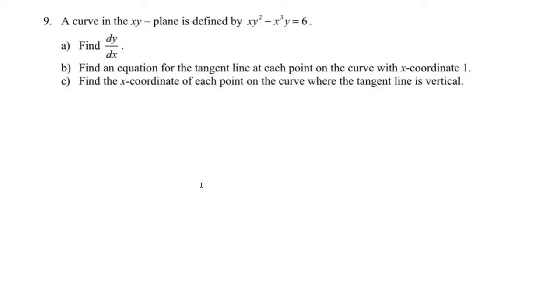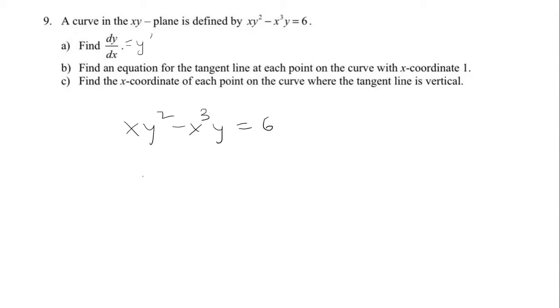We're given a curve in the xy plane defined by xy squared minus x cubed times y equals 6. I want to find dy over dx. So this is really the same thing as y prime. Okay, so I have xy squared minus x cubed y equals 6.